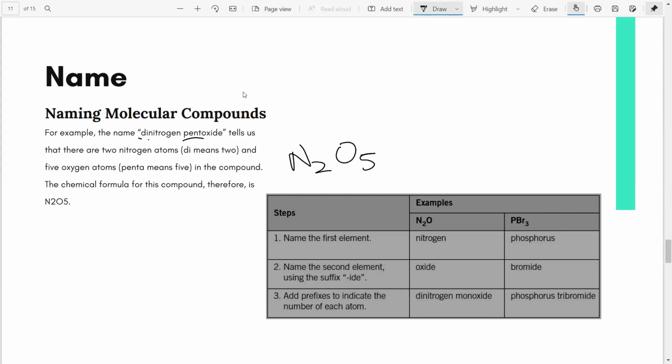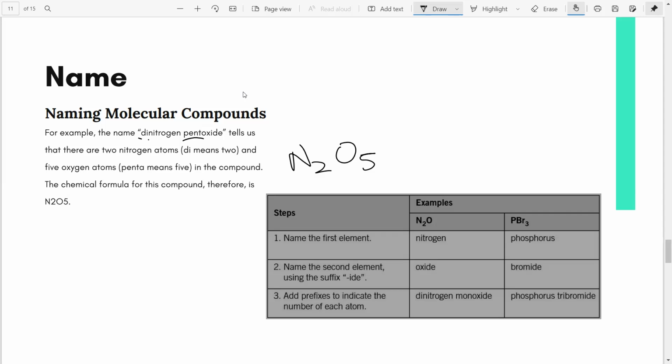So the crisscross method that we used in naming ionic compounds is not entirely useful with naming molecular compounds. We more just rely directly on the subscripts instead of switching it back and forth, and making sure that the name matches the subscripts on each element that we have within the compound. So that is the dinitrogen pentoxide chemical formula.